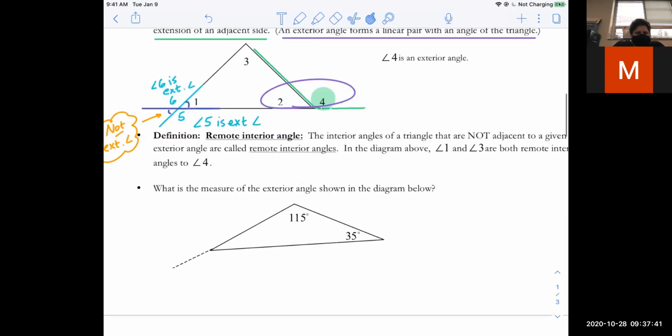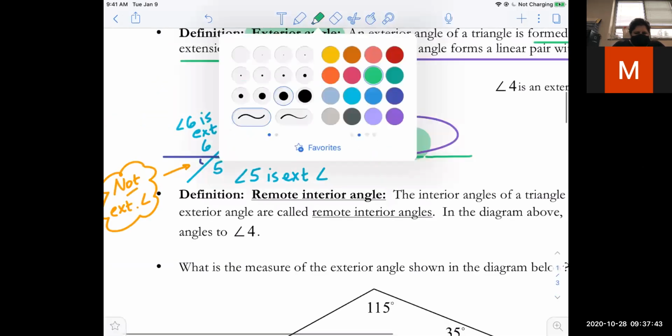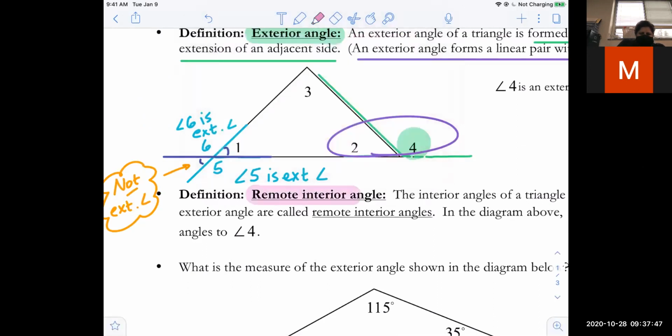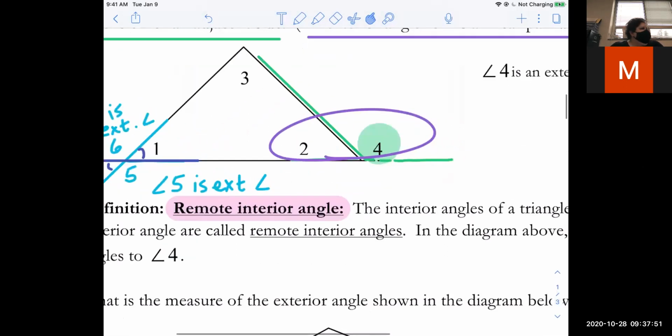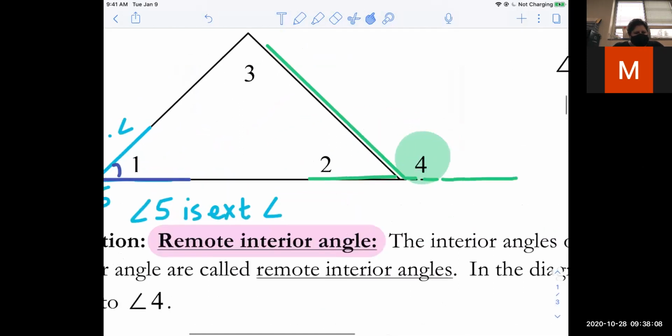So the second term you need to know is remote interior angle. Okay, so what does remote mean? Like a remote island, remote control. Yeah, it's like by itself away from other things, right? Remote is like far away. Interior means what? Inside.